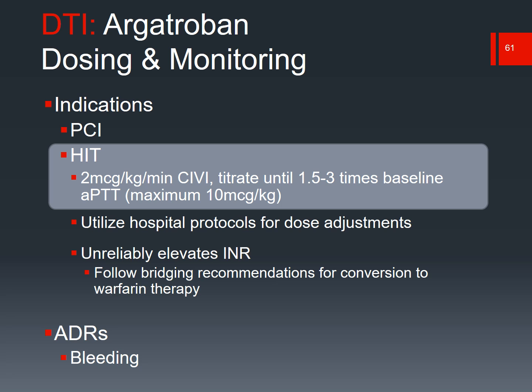Argatroban, we know that it's working on the thrombin within the cascade, and in which case it can unreliably elevate the INR. So when we are converting to warfarin, there are specific regulations surrounding that, and we know that the INR will be elevated, and we plan for that and dose around it. There are ADRs of bleeding, like there are with all the other drugs.